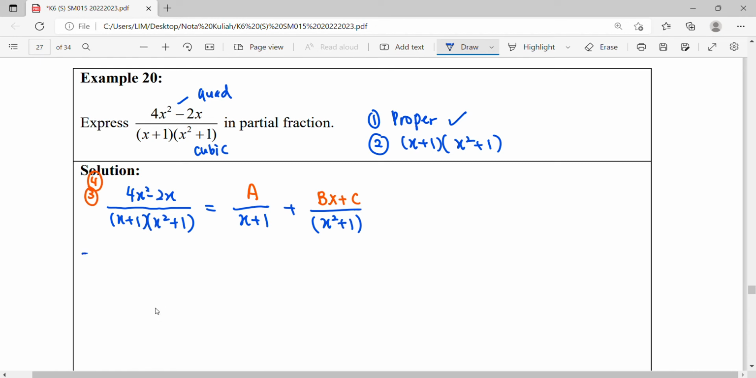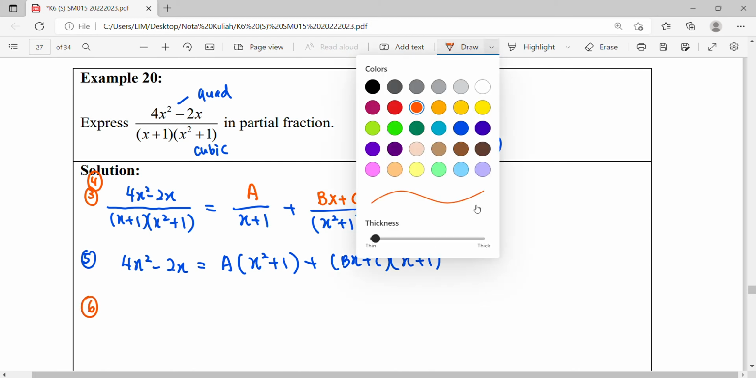Then we equate, number 5. We form an equation by equating the denominator, so that a we will multiply with x squared plus 1. For bx plus c, linear here, we have to put in brackets. It will multiply with the other factor which is x plus 1, because the whole numerator here will multiply with x plus 1. Then we can start doing substitution to find out these unknowns a, b, c.